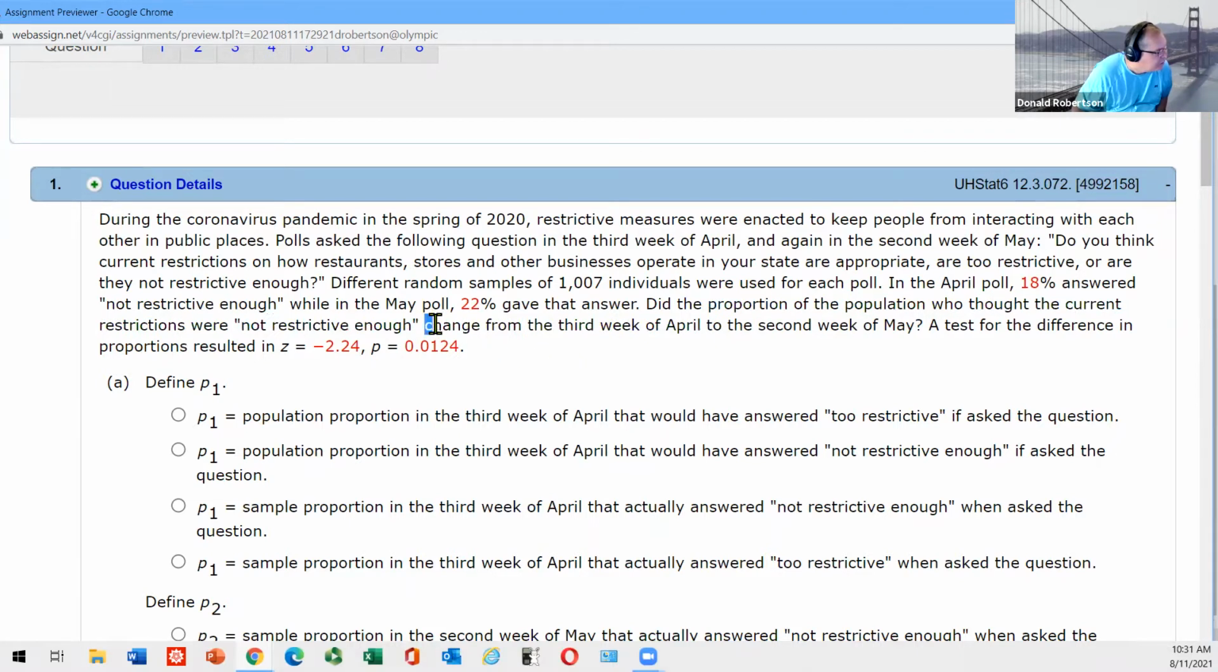And they use the word change. You see that? If they'd said got bigger, wouldn't we say greater than 0? If they said got smaller, wouldn't we have said less than 0?